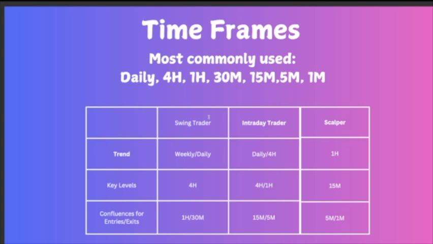And then as you can see, for an intraday trader, I would use the daily and the 4 hour time frame to determine my trend. 4 hour and 1 hour to determine key levels. Confluences would be my 15 minute and 5 minute. And then as a scalper, I would use the 1 hour to determine the current trend, 15 minute to determine my key levels, and then the 5 minute and 1 minute time frame to look for entries and exit points.